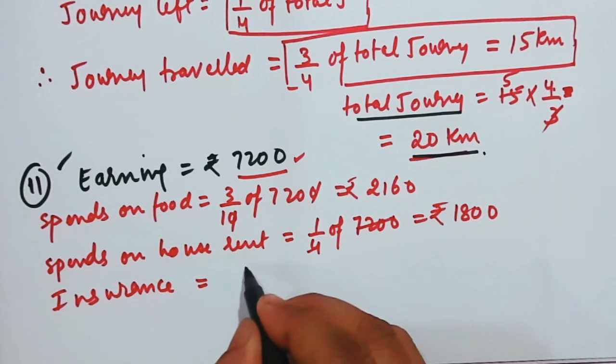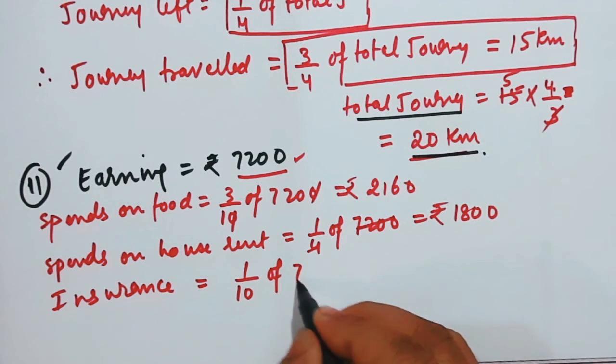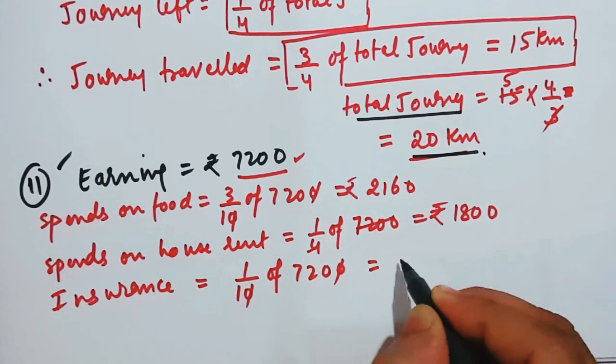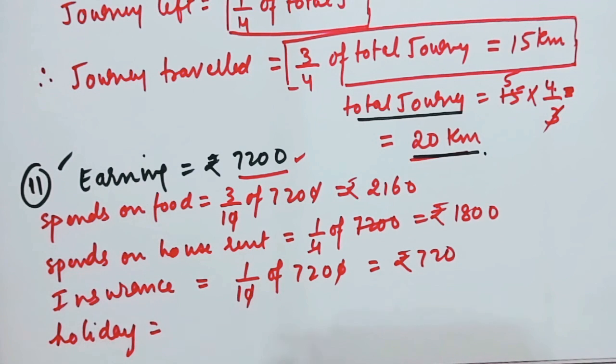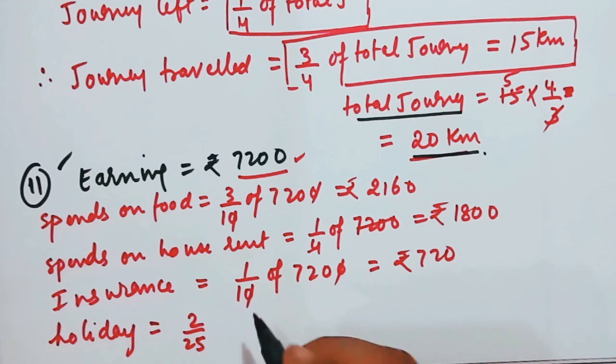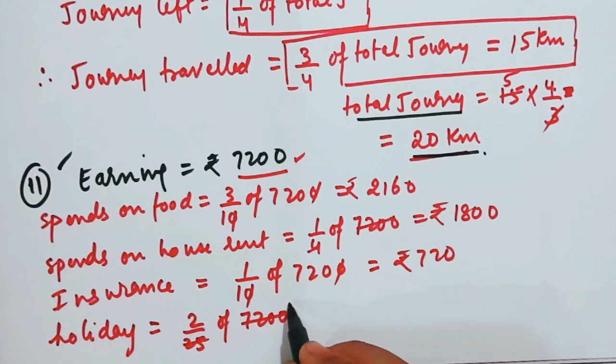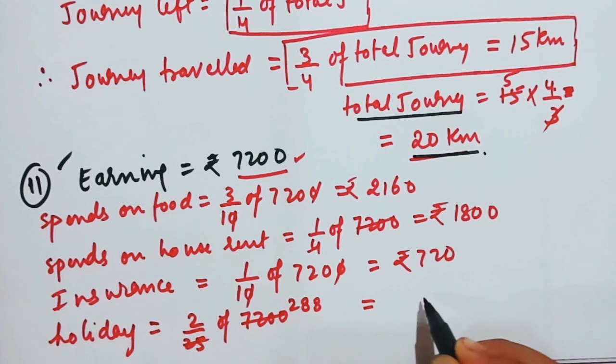Then insurance, for example, if you get sick. So insurance is equal to 1/10 of the total earning, 7200, which is equal to rupees 720. Okay, holidays also, you have to take the children out. So holidays, how much does he spend? He spends 2/25. A little amount should be spent on these things where money is unnecessarily used, but that gives pleasure to the children. So 2/25 of 7200. When we cancel, this gives 288 times 2, how much rupees?